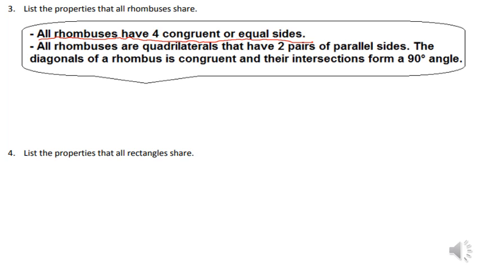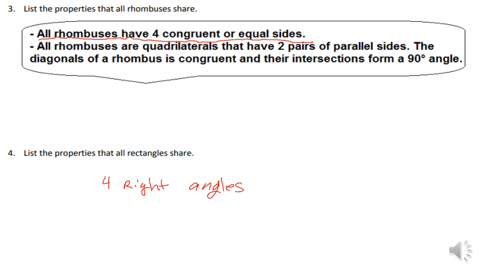The most important thing that makes it a rhombus, for our purposes, is a rhombus has 4 congruent or equal sides. Okay. Now, going to number 4, it says list the properties that all rectangles share. Well, the primary one for all rectangles is 4 right angles.